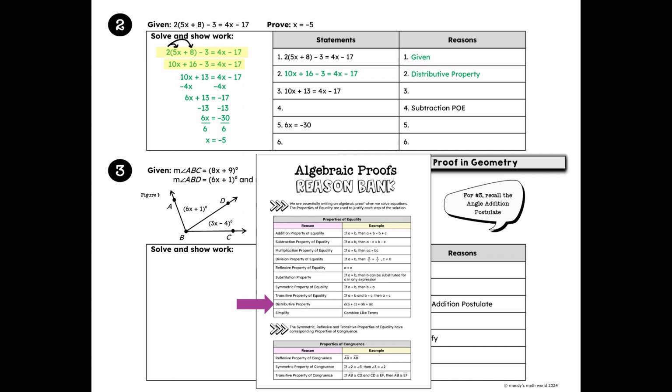The next step, I need to combine like terms to get to the next step, which is 10x plus 13 equals 4x minus 17. And I have that already written down there. So 10x plus 13 equals 4x minus 17. What did I do to get to that? I combined like terms. I'm going to write simplify as my reason.